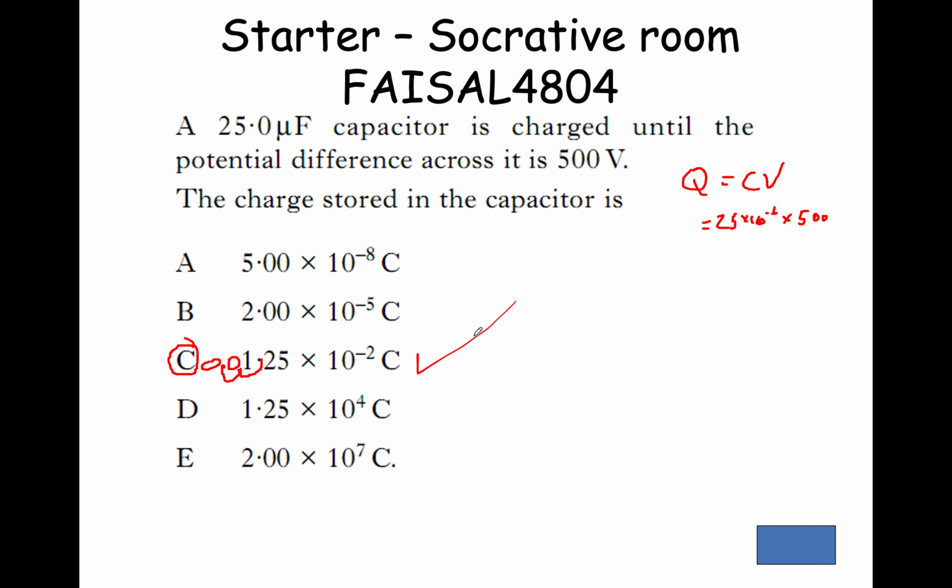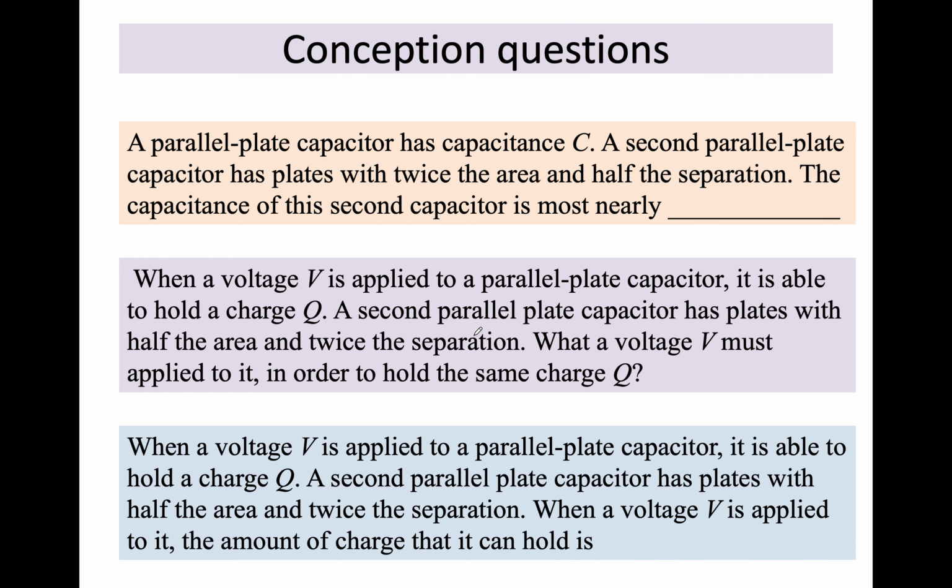1.25 times 10 to the minus 2 is the same as saying 0.0125. We did some concept questions on this one. This is when taking the formula, when you compare them. I'll do this top one here for you.